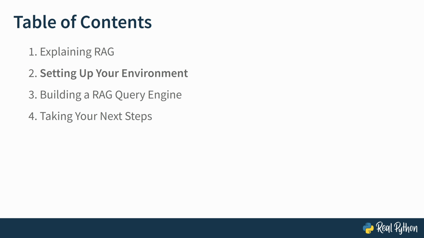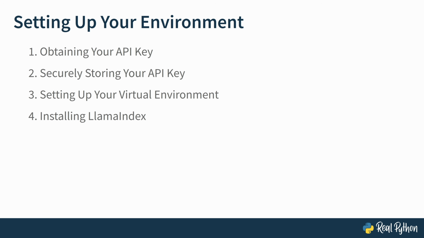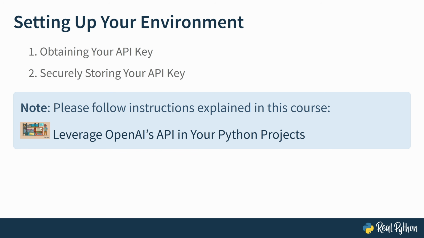In this lesson, you'll be setting up your environment, and that will involve 4 steps. So firstly, obtaining your API key if you don't already have one. Securely storing your API key, very important. Setting up your virtual environment, and then installing LlamaIndex. Now, steps 1 and 2 have been explained in quite a bit of detail in another video course called Leverage OpenAI's API in your Python projects. So that is not new content.